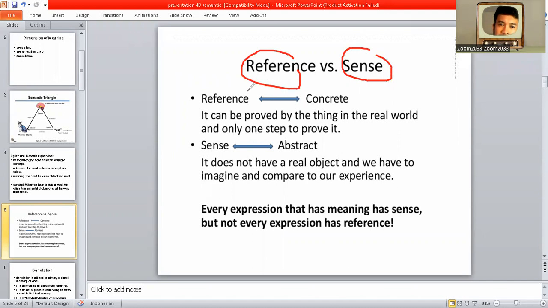Reference refers to something concrete. What about sense? Sense refers to something abstract. We can't see it, we can't touch it. So it doesn't have a real object, and we have to imagine. We have to compare it to our experience. So this is what we call reference and sense. Reference refers to something concrete and sense refers to something abstract.